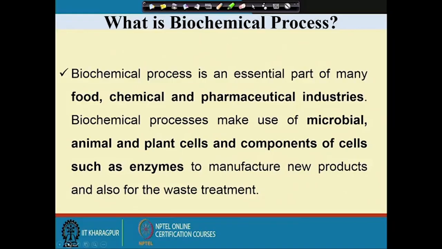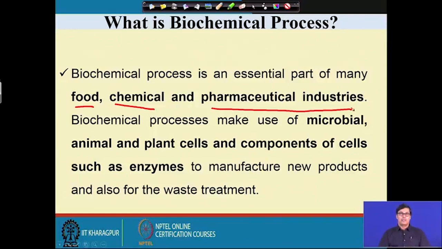A biochemical process is an essential part of many food, chemical and pharmaceutical industries. Let me give an example from the food industry: we know the cheese making industry. In cheese making, we produce cheese for the preservation of milk and protein, which is a very important diet for our health. So this is a process through which you can preserve food.